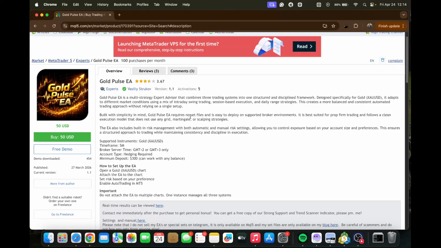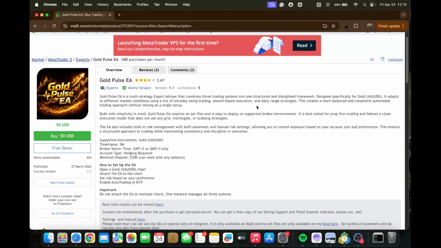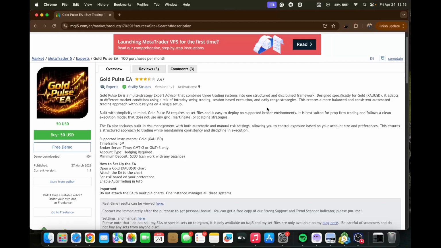According to this page, the MT4 page, the Gold Pulse combines intraday swing trading, session-based execution, and daily range strategies. And the idea is it adapts to whatever the market throws at it instead of sticking to just one style. It's designed for the 5-minute time frame on XAUUSD only, and it works on hedging accounts, and it needs your broker server time set to GMT+2 or GMT+3, and they say it's built with simplicity in mind.